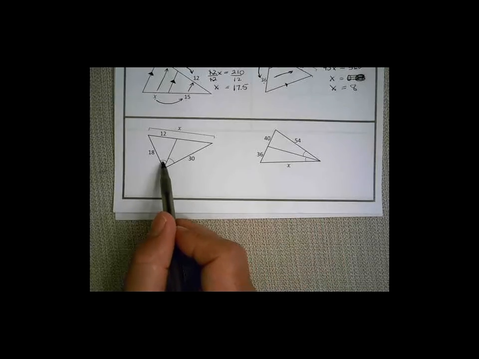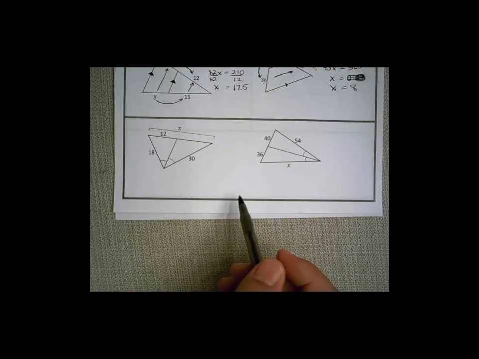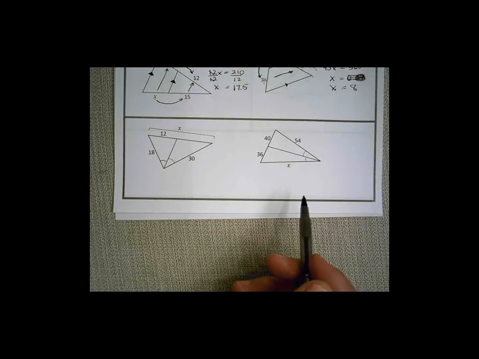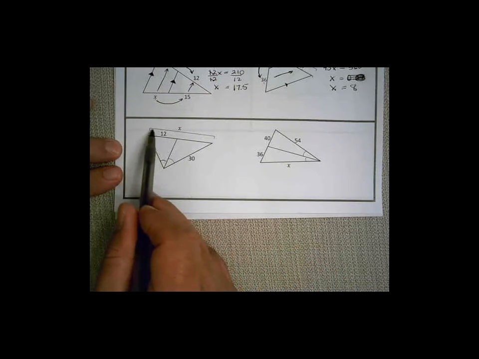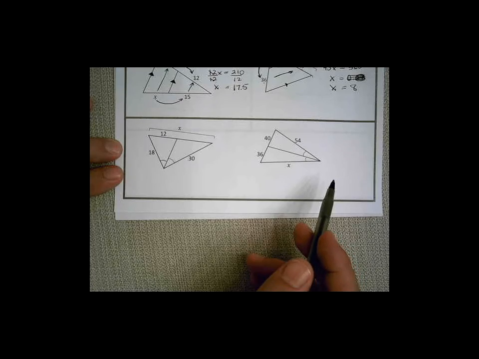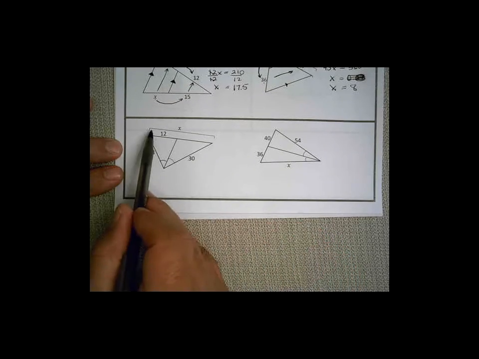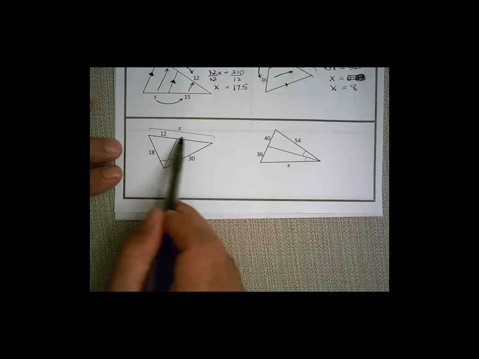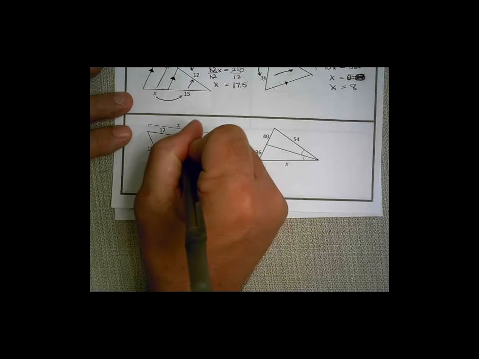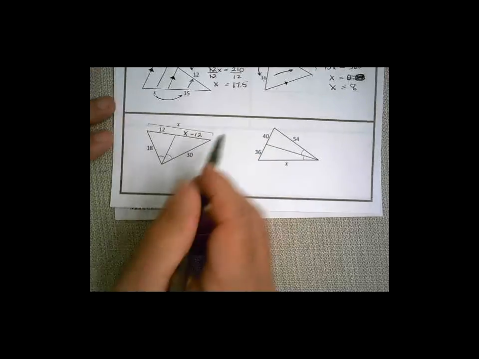Moving on. All right, so now what do you see? You see we have the angle bisector, okay? And here we have 18 and 30, and we have 12, and this whole thing is x. So this is where it gets a little tricky. The whole thing is x, and this much is 12. So this much here is x minus 12.